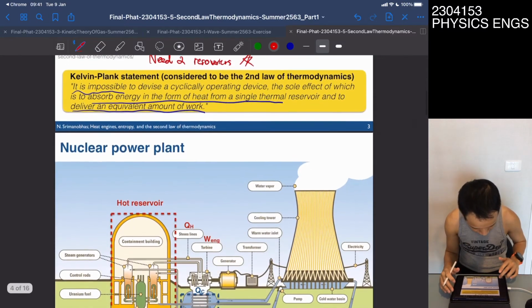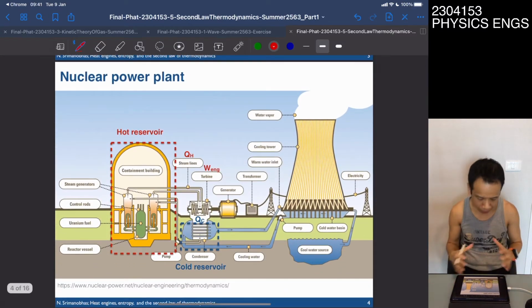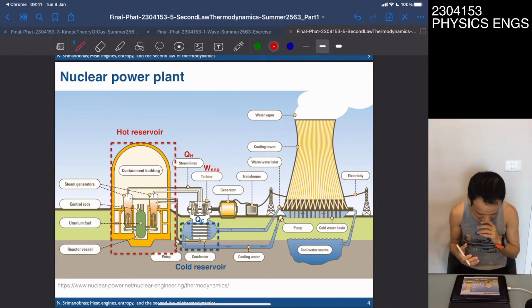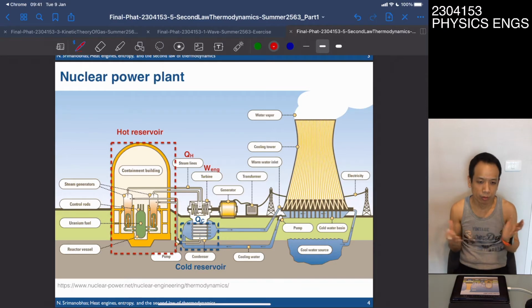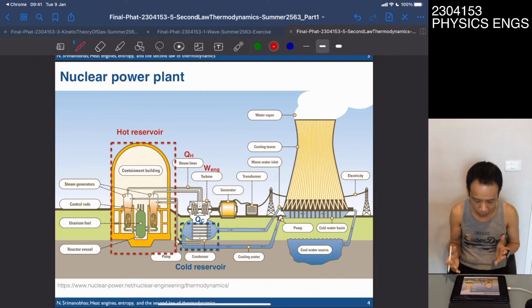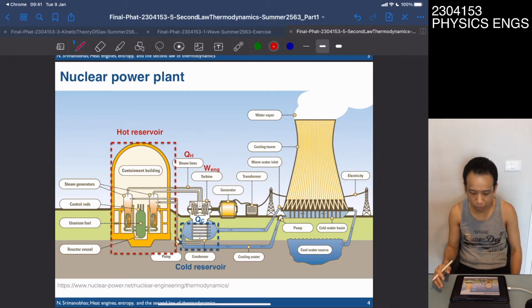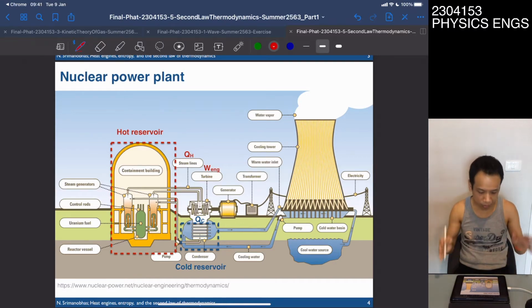So I give you the pictures of what we are talking about in a real situation. We are talking about, for example, nuclear power plants. When you see a nuclear power plant from outside, you mostly see the cooling side, the big tank with the water vapors. But that is the side of the cold reservoir. On the hot side, you have a containment building.